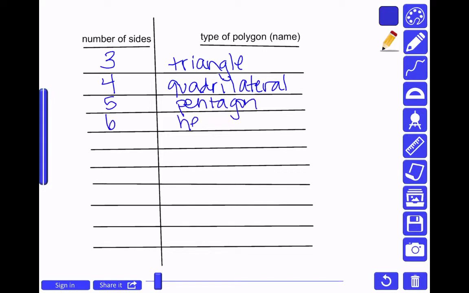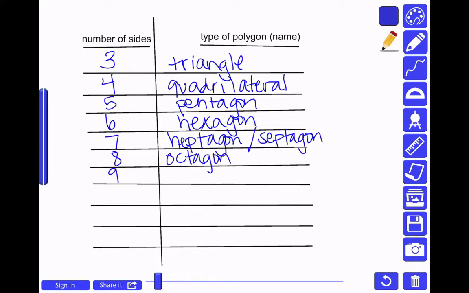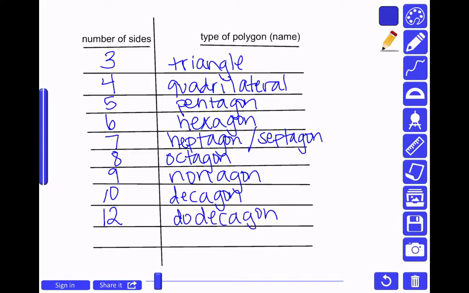6 sides is a hexagon. 7 sides is a heptagon, or sometimes it is called a septagon. 8 sides is an octagon. 9 sides is a nonagon. 10 sides is a decagon. We don't have a special name for 11, but for 12, it is a dodecagon. And those are the special names that we have.